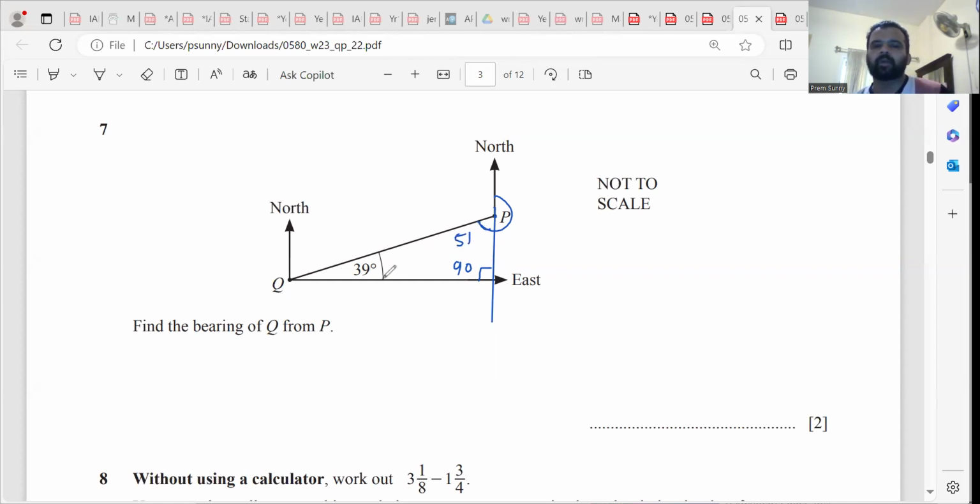51. So when you add all of them, it should add up to give you 180 degree. And this is a straight line angle. Straight line angle is 180 degrees. So 180 plus 51 will give me 231 degrees.